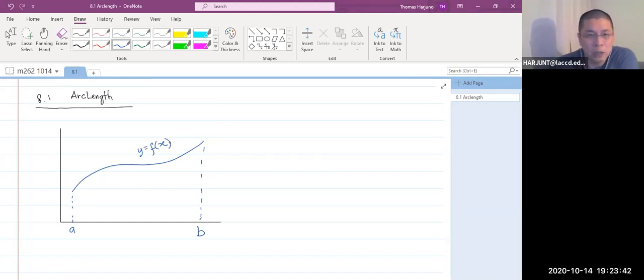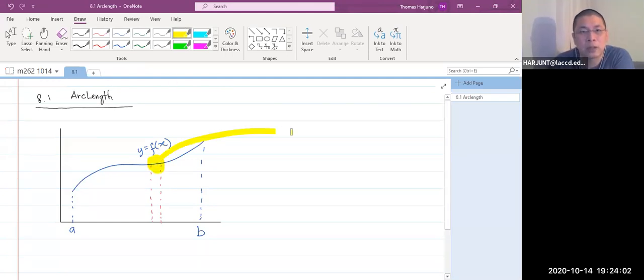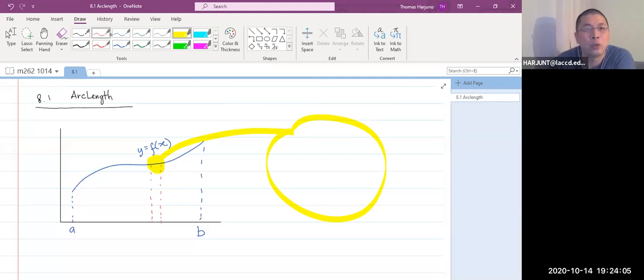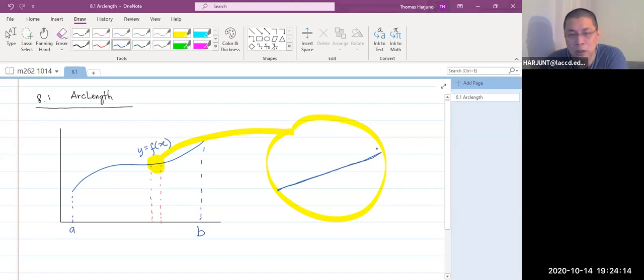The way it will be done is as the following. We will partition this interval A to B into a lot of smaller sub-intervals. Let me grab this section and enlarge it, and you will see something similar to this. Once you super zoom, that curve will eventually look like a line segment. Now, we are interested in finding the length of this very small segment here.